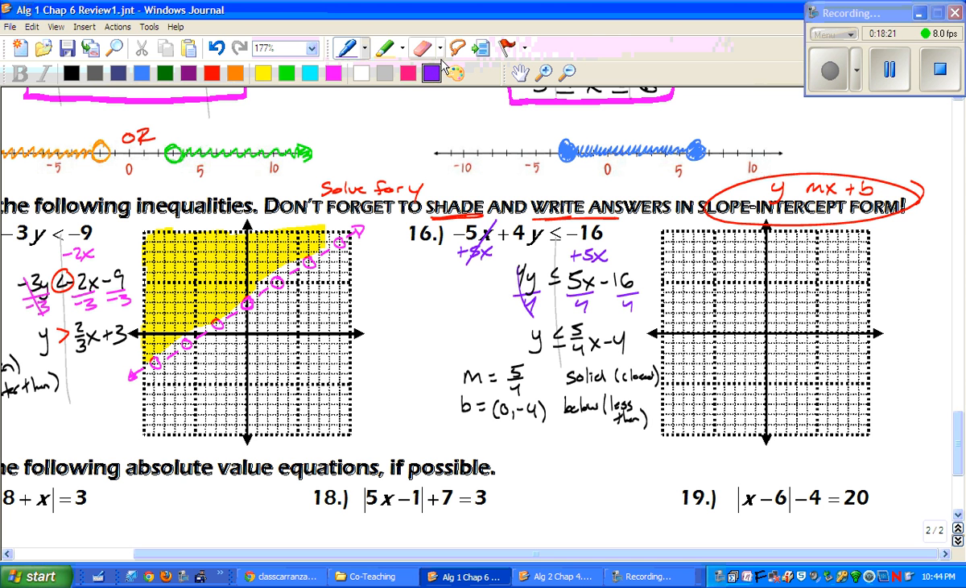Okay? So at negative 4 is where you plot your first point. You go up 5 over 4. Up 5 over 4. 1, 2, 3, 4, 5 over 4. Draw your line. And we're going to shade everything below that.